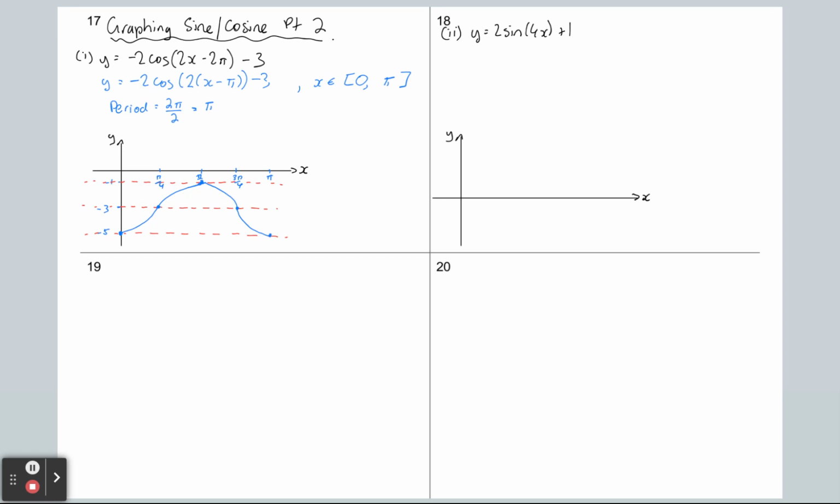It starts off the same kind of process. We go, well, I know the period. The period is equal to 2 pi, the usual cycle length for sine, and divide it by 4, which is this number here, and that gets me pi on 2. So that's my period.